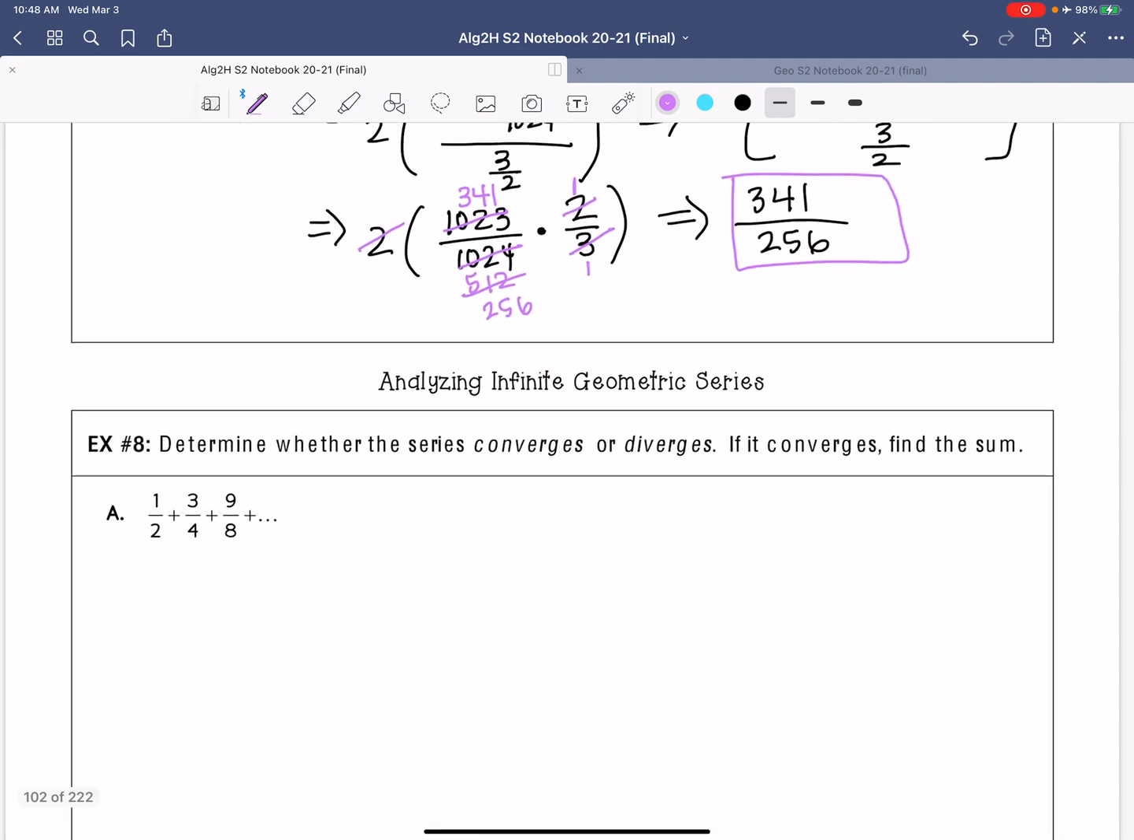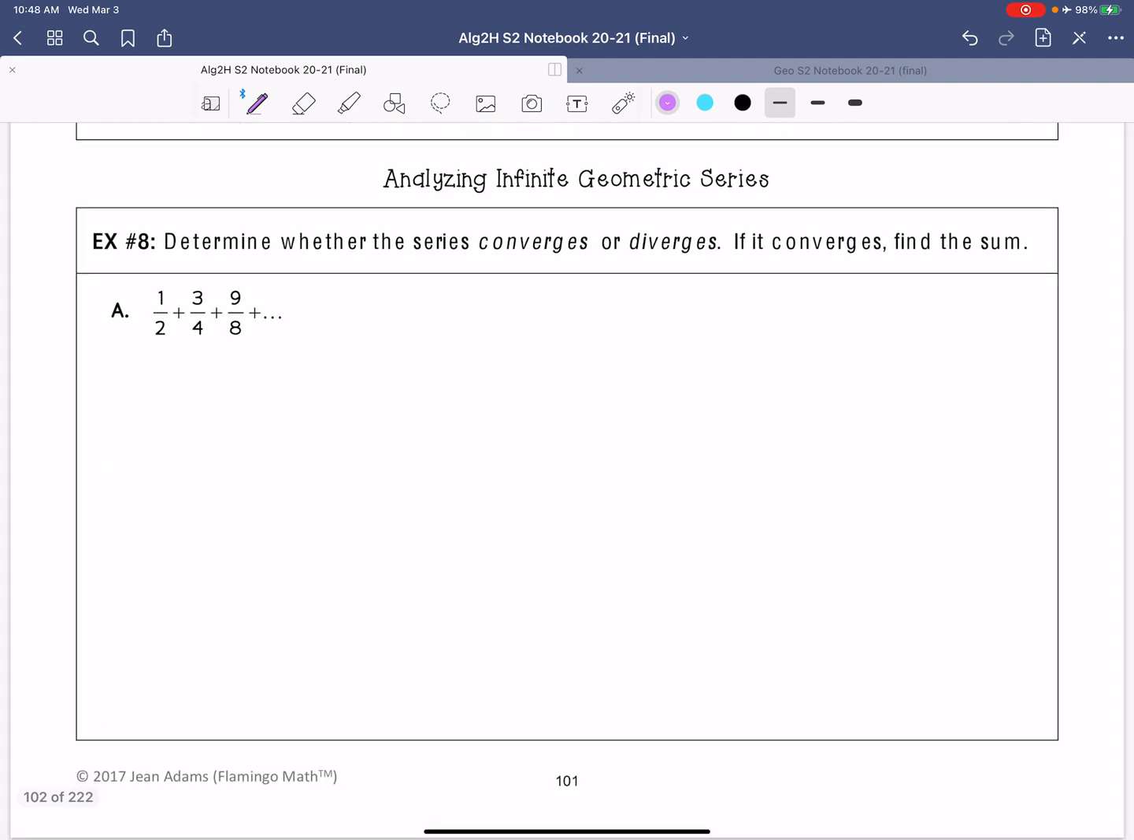All right, so now we're going to talk about infinite ones. So remember, for an infinite one, and I know this is infinite because it goes ..., which means it goes on forever. So with this, the first thing you need to do is check your R value. So with infinite, check that. And remember, the absolute value of R must be less than 1. Okay, if it's greater than 1, it diverges, and we can't analyze it. So let's go ahead and look at this.